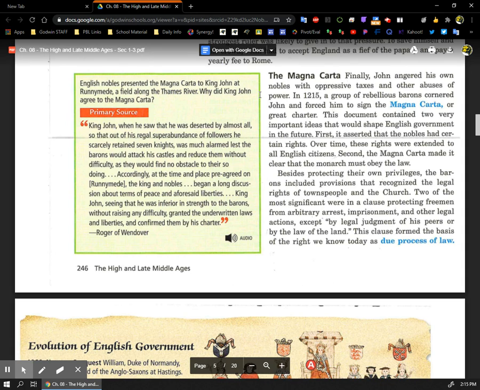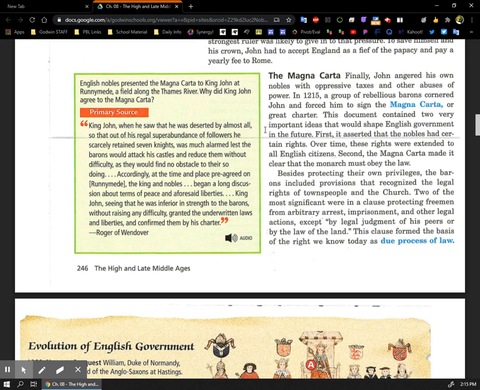Finally, John angered his own nobles with oppressive taxes and other abuses of power. In 1215, a group of rebellious barons cornered John and forced him to sign the Magna Carta, or Great Charter. This document contained 2 very important ideas that would shape English government in the future. First, it asserted that the nobles had certain rights. Over time, these rights were extended to all English citizens. Second, the Magna Carta made it clear that the monarch must obey the law.